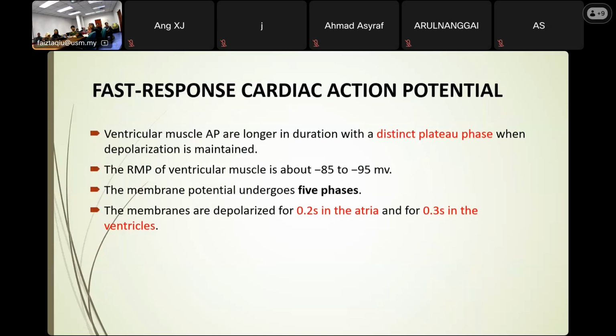And for the duration, the membranes are depolarized 0.2 seconds in the atria and 0.3 seconds in the ventricles. Now, sometimes there have been SBAs where they ask, why is there this difference of 0.1? It is to allow the atria to completely contract and for the ventricles to fill. So if you read Peter Kam, you read Chambers, they do explain about the 0.1 second delay and its importance.